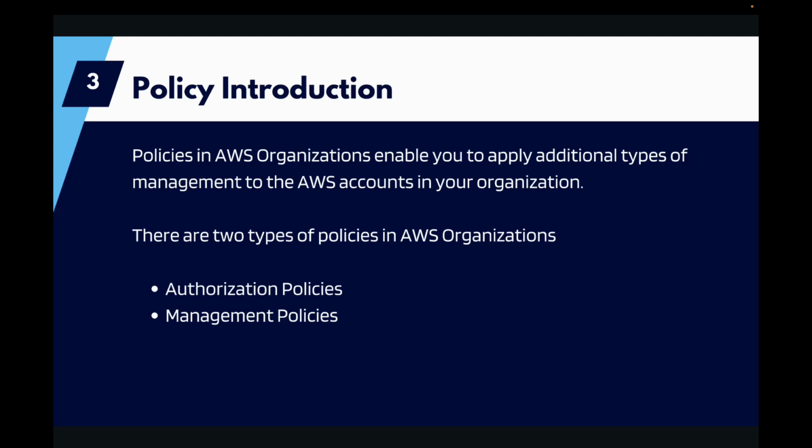So let's dive in. What are policies? Anyone with technology understands what policies are. Policies in AWS Organizations enable you to apply additional types of management to the AWS accounts in your organization. Simply, if you want to add more governance, more rules, more regulations on how the accounts are managed, you use policies. There are two types of policies in AWS Organizations. The first one is authorization policies, which are service control policies, which we'll talk about in the next masterclass, and the other one is management policies. These are the two types of policies that are available in AWS Organizations at this time.